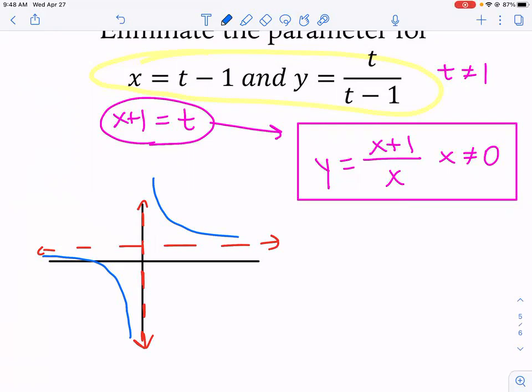Arrows. How do I know where to put the arrows? Okay, let's just plug in some numbers. What happens when I plug in 1? We would be, oh, we can't. What happens when I plug in 2? We would be at the coordinate 1, 2 over 1. If I plug in t equals 3, I'd be at the coordinate 2, 3/2. Well, I need to go from t equals 2 to t equals 3. So our orientation is going to be this way.